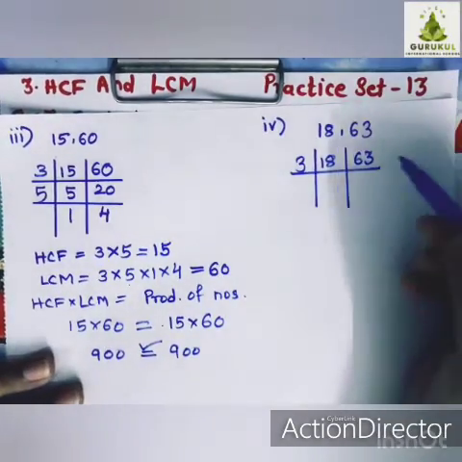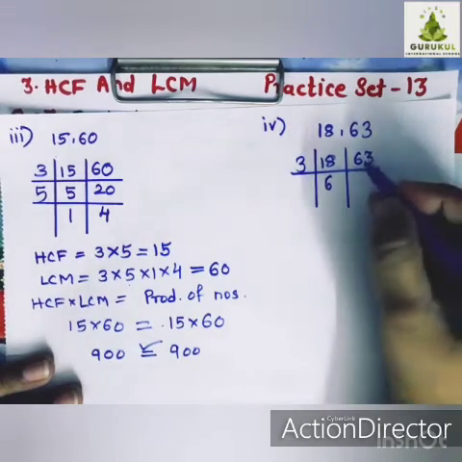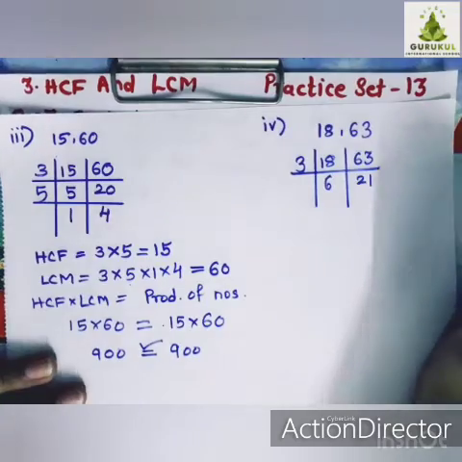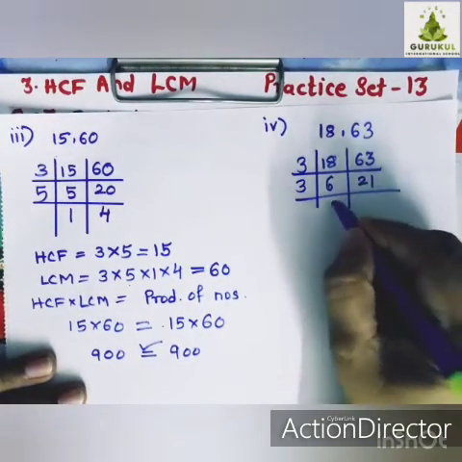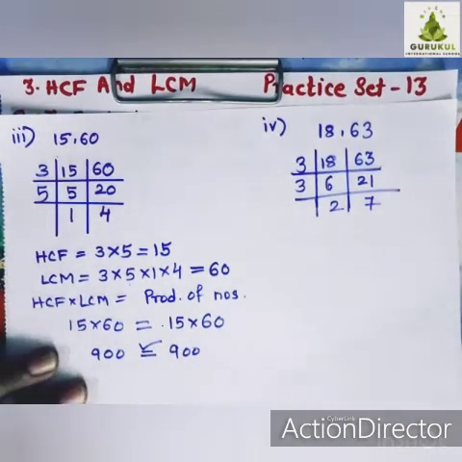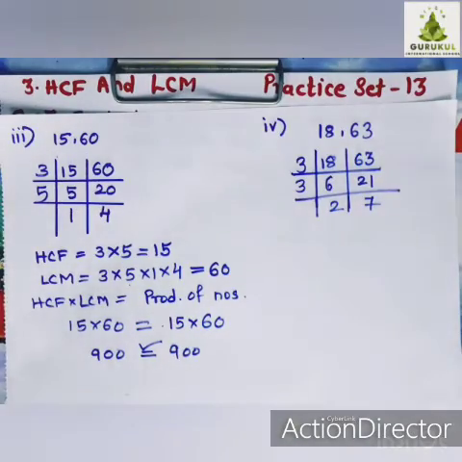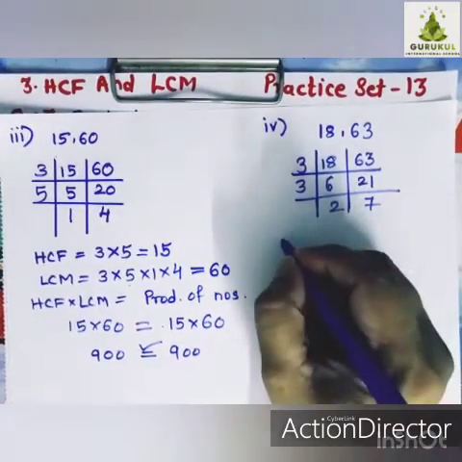So 18 divided by 3. So 3 sixes are 18 here. 3 twos are 6, 3 ones are 3. Correct. Again repeat: 3 twos are 6 and 3 sevens are 21. So here we got the prime numbers. Further we cannot find the factors, so we have to stop at this step.